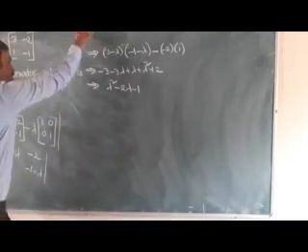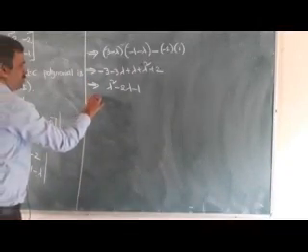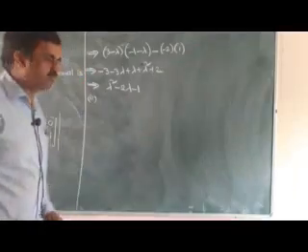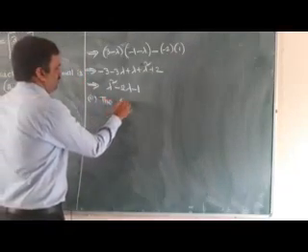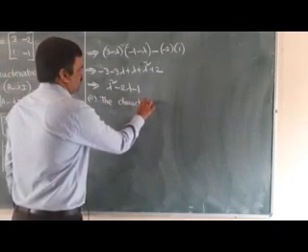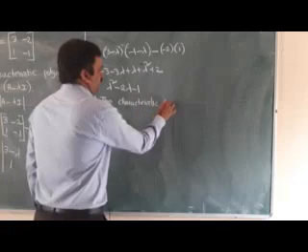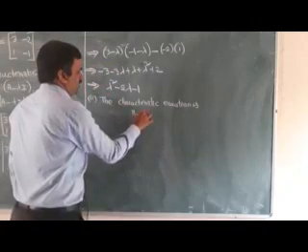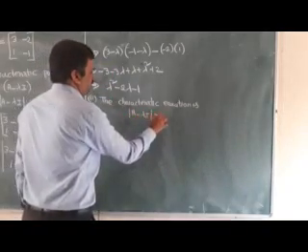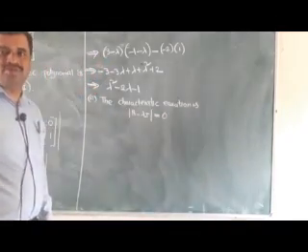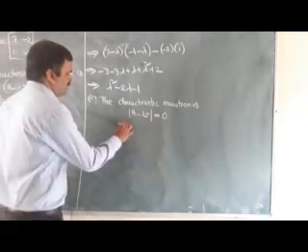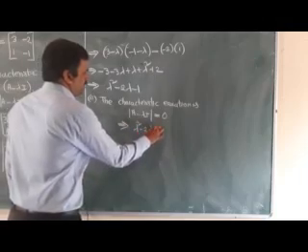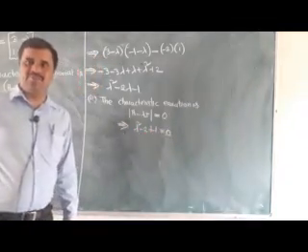Now next, we have to give the characteristic equation, which is nothing but the determinant of A minus lambda I equal to 0. Already we have the determinant of A minus lambda I as lambda squared minus 2 lambda minus 1, so the equation is lambda squared minus 2 lambda minus 1 equal to 0.